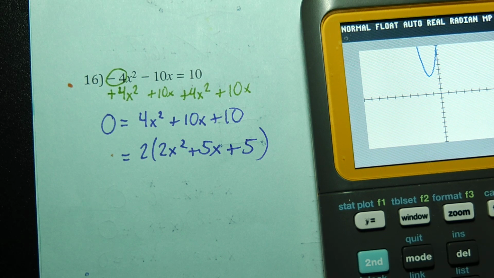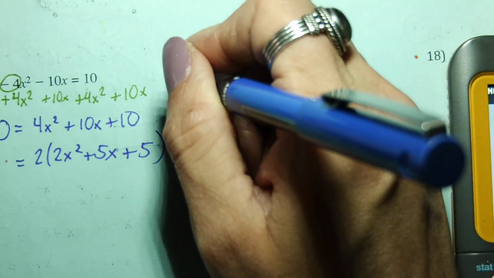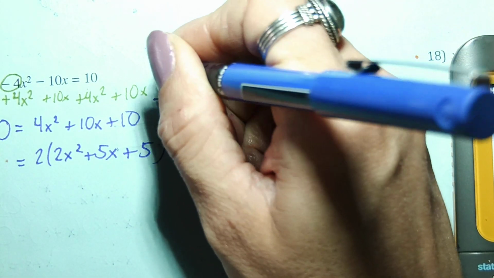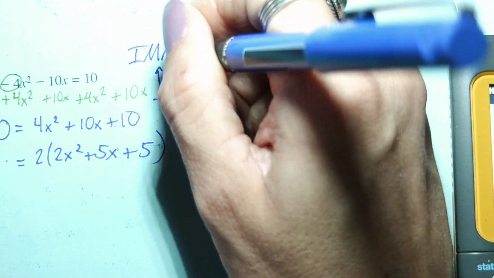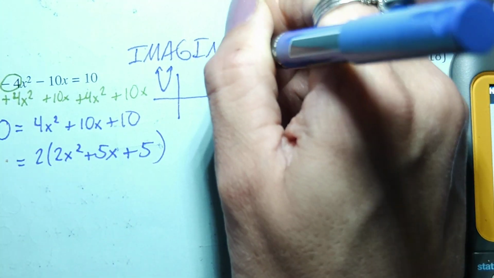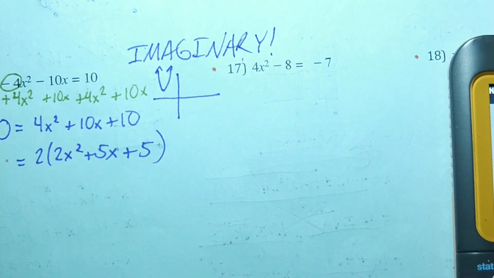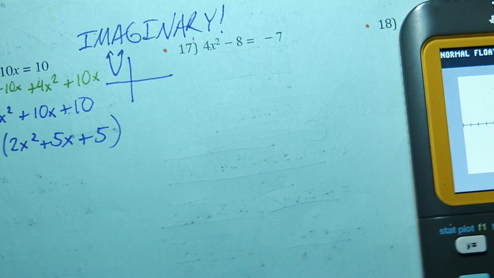Ooh. Why, ooh. Is this going to have x-intercepts? Not real ones, so should I even bother trying to factor? No. This graph is floating up here. That means imaginary or complex. We're going to have i stuff, so we're going to use the quadratic formula.